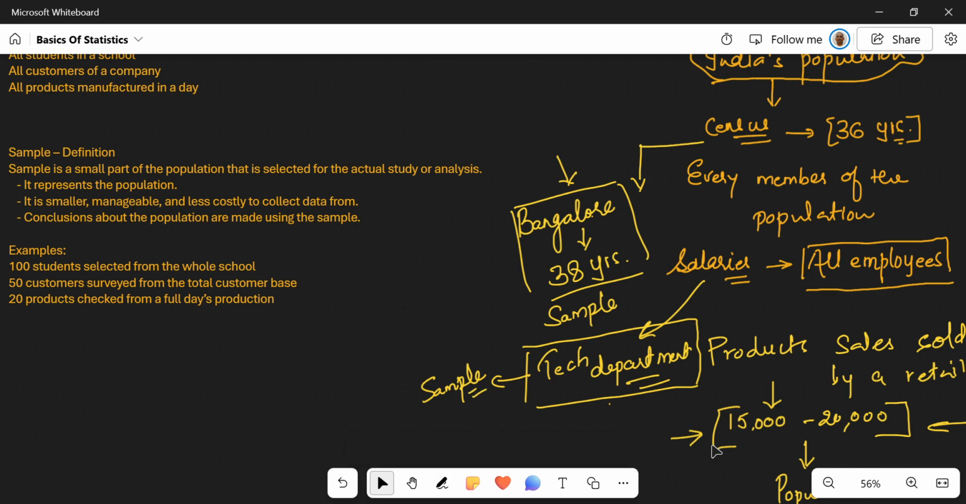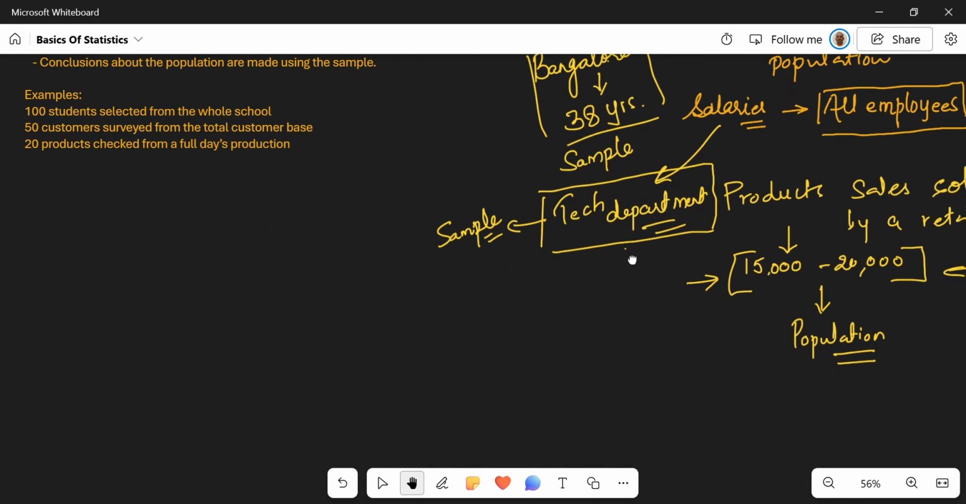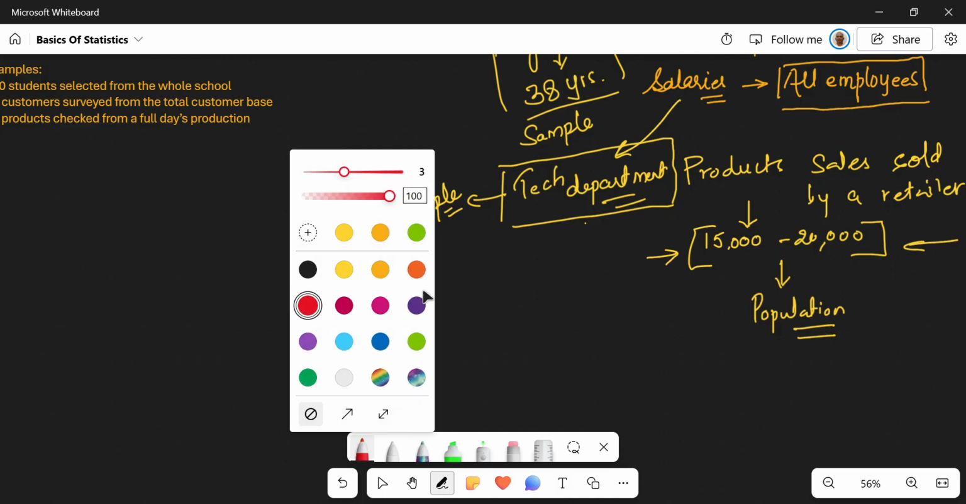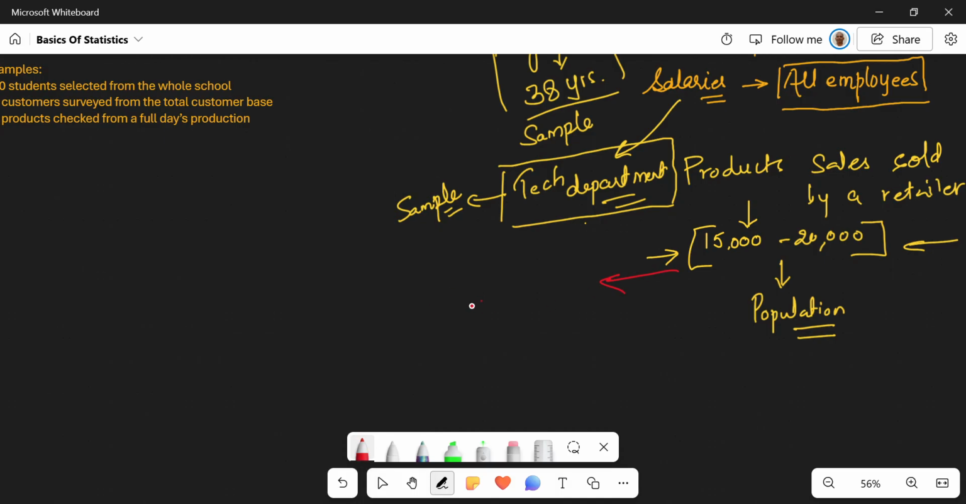In this example, I was taking all 15 to 20,000 products into account for my research. Instead of taking all products, I'll just take maybe grocery department products only. Grocery department products from the entire store, not all the products, right? So I'll leave all other departments. So this grocery department is a sample of the entire retail store this company has, right? So these are examples of samples.